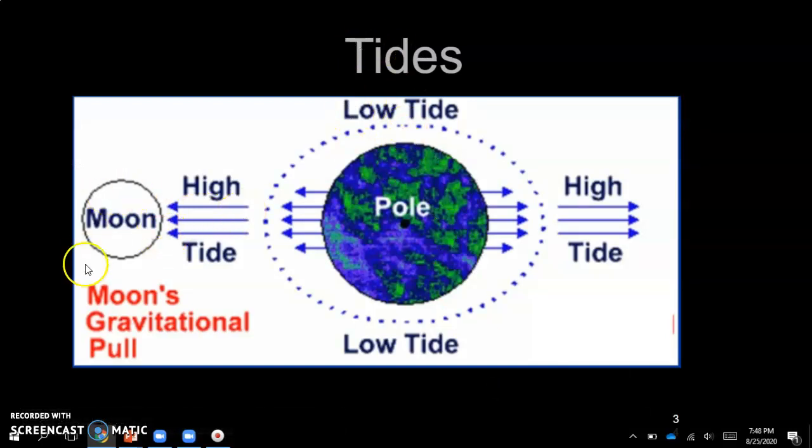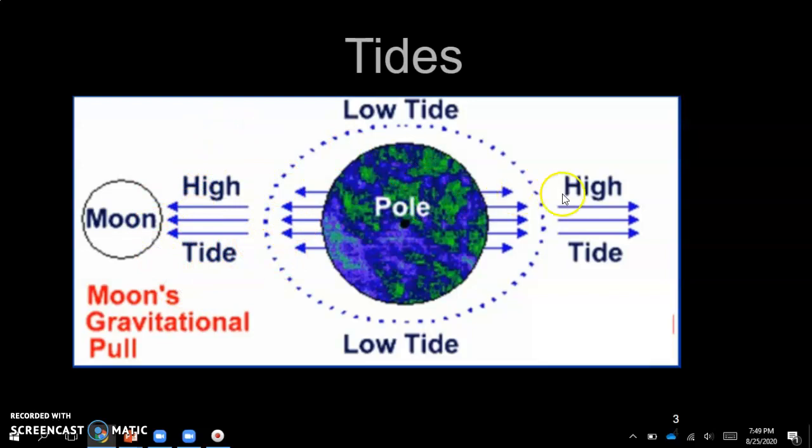So when the moon is in alignment, on whatever side of the Earth the moon is positioned, that is where your high tide is going to be, okay? So if we're looking at this diagram, the moon is right here. It is pulling on the center of the Earth. So your high tide is going to be on the side where the moon is.